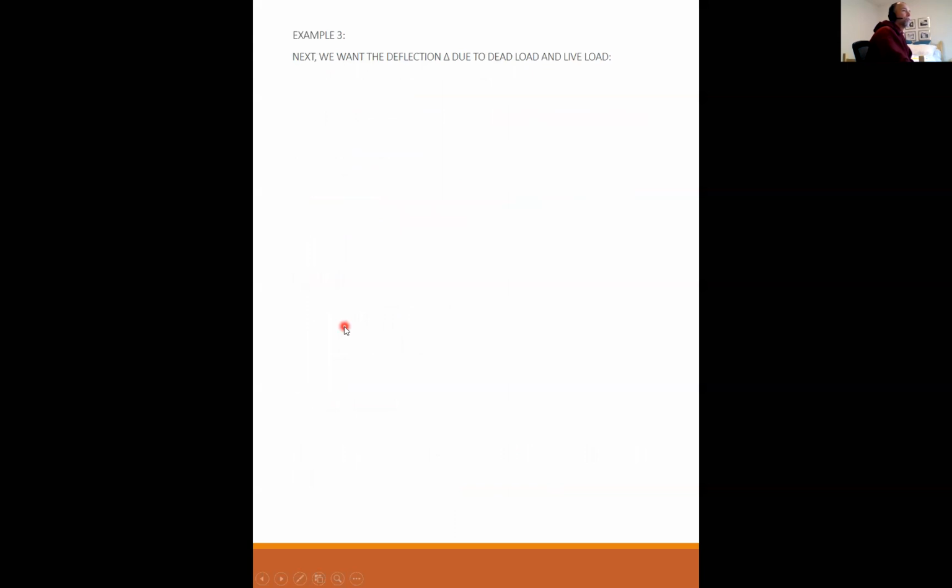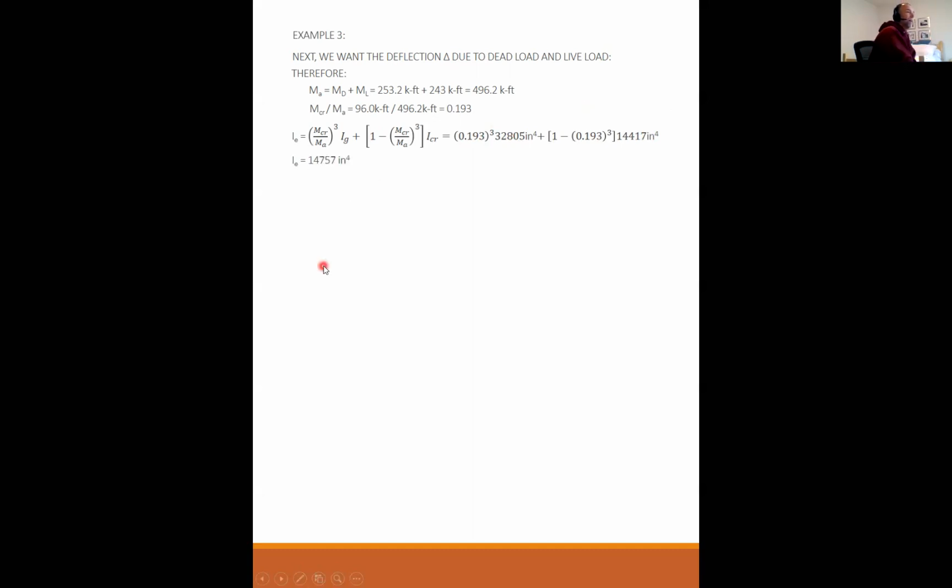Next, we want the deflection due to dead load and live load. Therefore, we calculate M sub A, the moment of the dead plus the moment of the live load: 253.2 plus 243 is 496.2. For 96 divided by 496 is 0.193. So I use the Branson equation. I plug in the 0.193 here and here: gross moment of inertia, cracked moment of inertia, and the effective moment of inertia is 14,757.